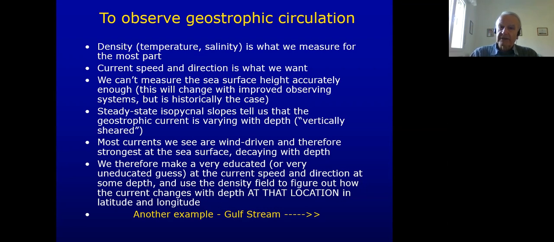Here it says, because this is a relatively old slide, that we can measure the sea level height accurately enough. This will change with improved observing systems, but it's historically the case. This slide was obviously done at the very beginning of the satellite measurements of the sea level. Steady state isopycnal slopes tell us that the geostrophic current is varying with depth. This is what we have seen here.